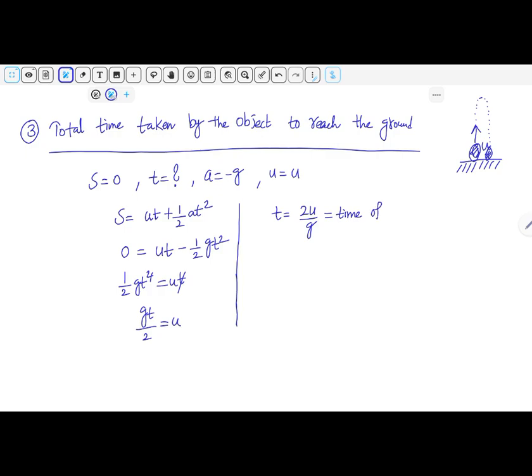Why is it called the time of flight? Because it is the time taken by the object to reach the ground once it is released from the ground, means it is the total time taken by the object in the air. That's why we call it the time of flight. Now from this time of flight, if you subtract the time of ascent, means the time taken to reach the maximum height, you will get the time of descent.